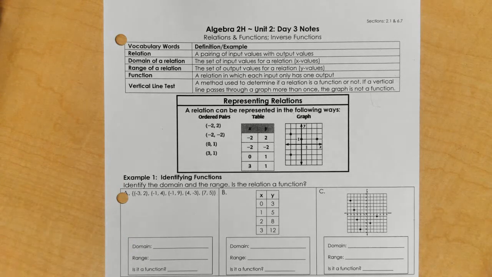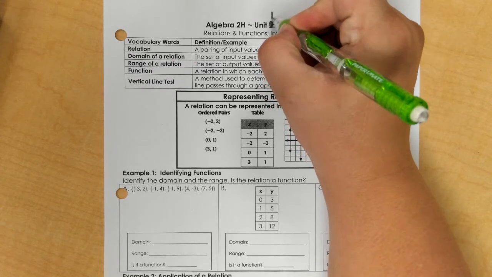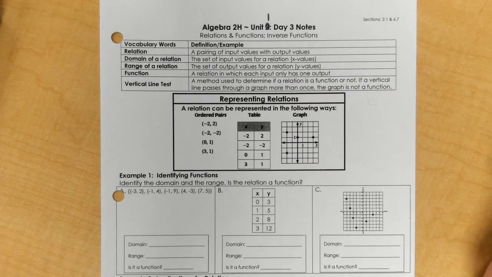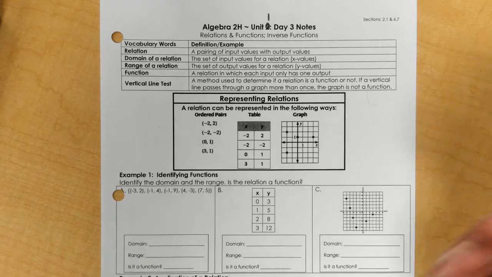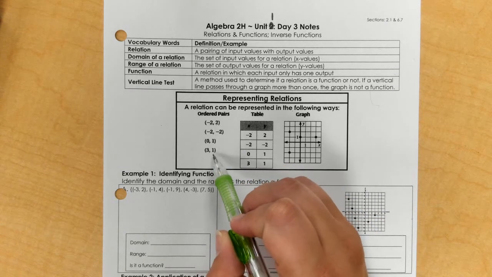For Algebra 2 Honors, Unit 1, Day 3. This is relations and functions and inverse functions. So what is a relation? A relation is a pairing of input values with output values. So if I give you that the input is -2, the output is 2, so forth and so on.